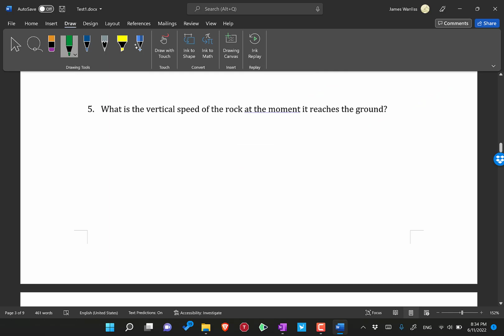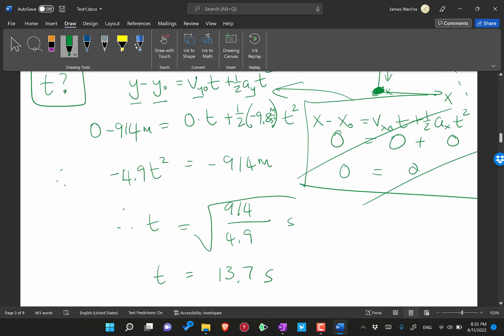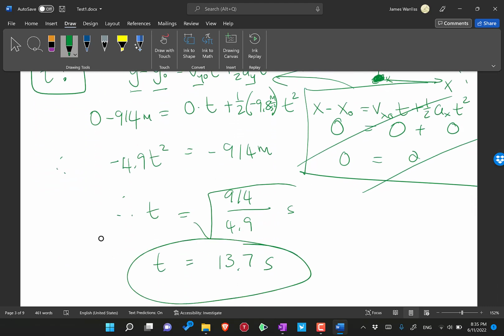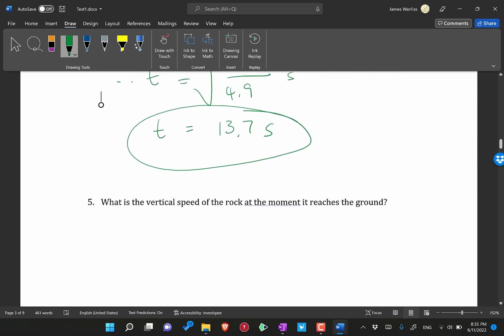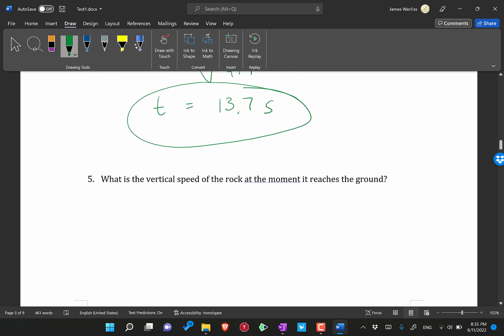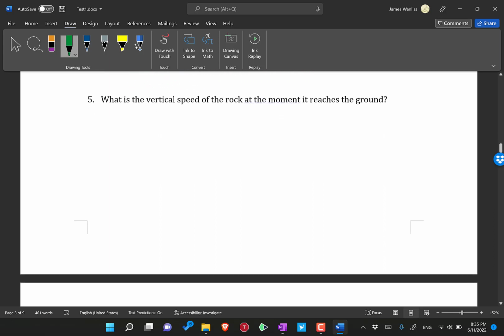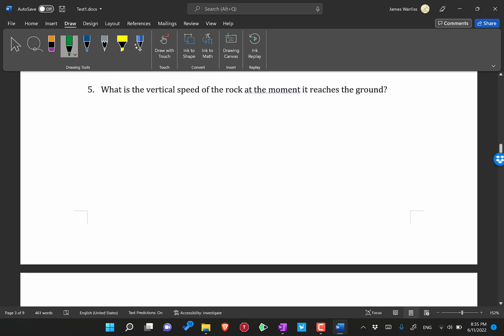Question 5. What is the vertical speed of the rock at the moment it reaches the ground? Okay, once again, we're going to have to look at all the things that we have. And right now, we've added a few things. So we know now as well the time that it takes, 13.7 seconds. Is it worth jumping off Yosemite without a parachute? Definitely not. You're only going to get 13.7 seconds of fun flying through the air before you have a sudden stop.